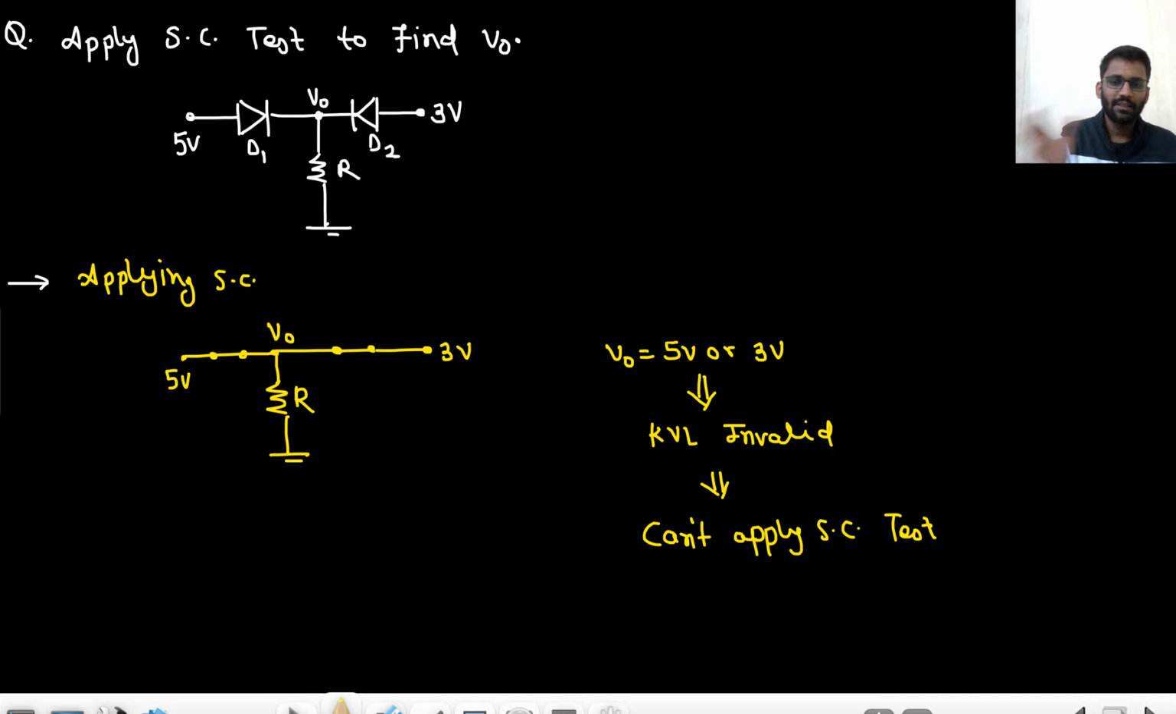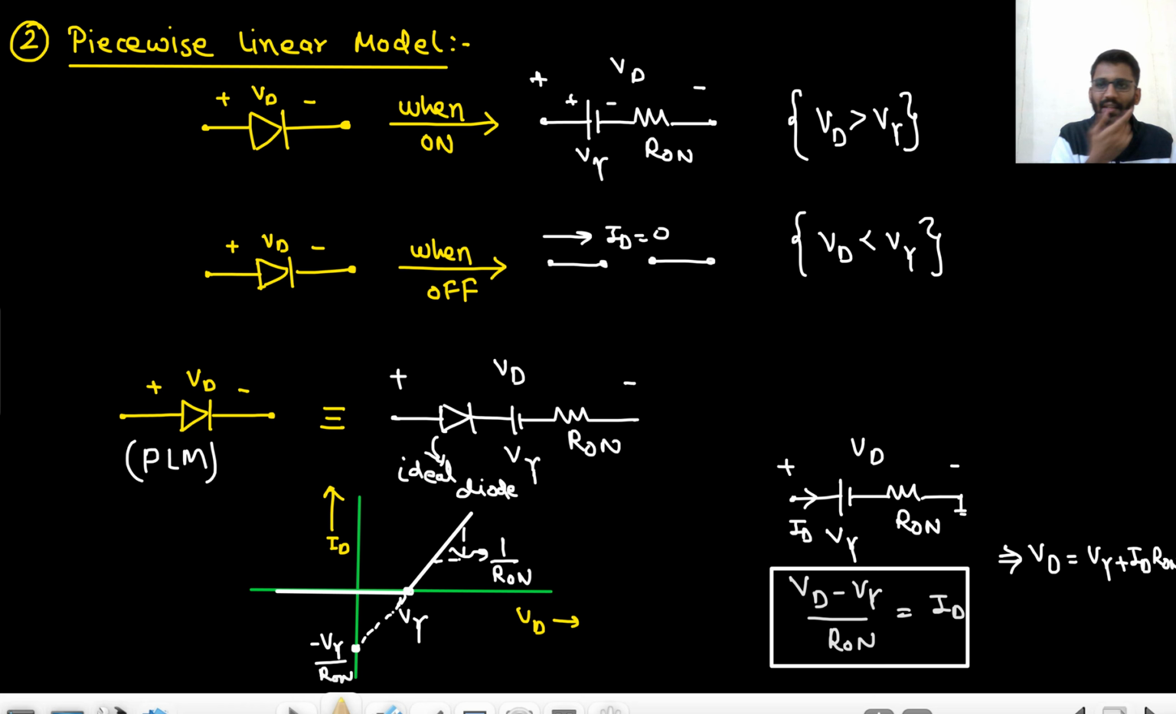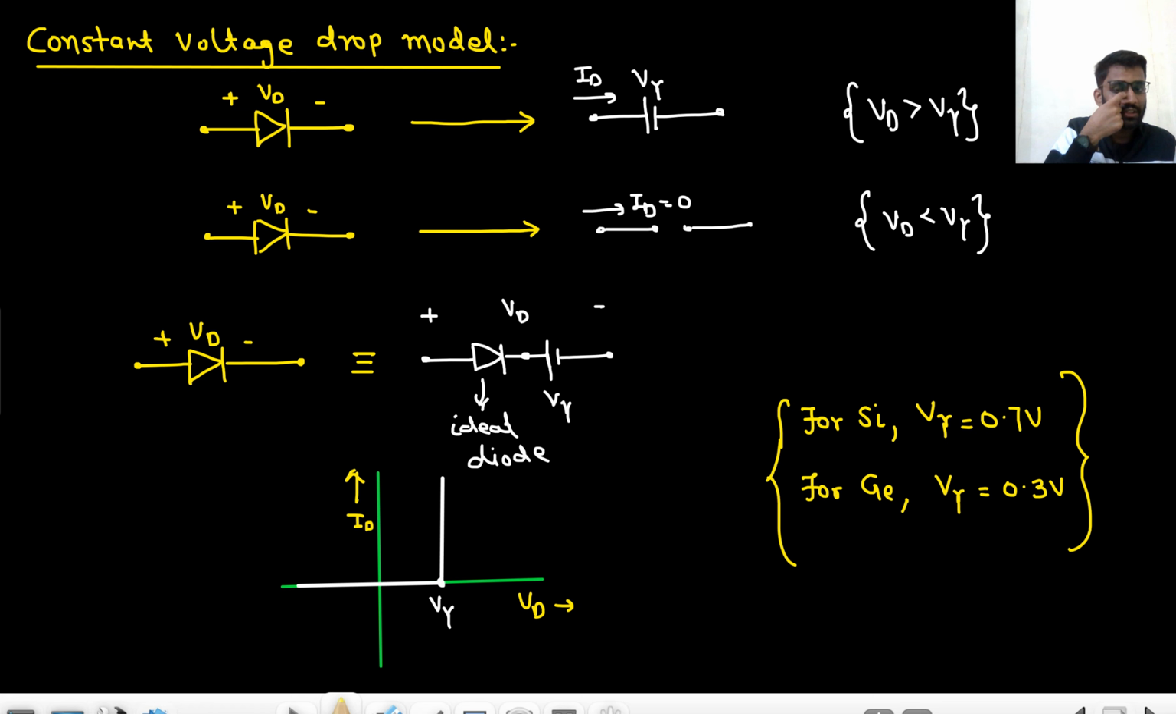So this is the complete summary of whatever we have studied. First we studied these models. In the ideal diode, you just need VD greater than 0. In the piecewise linear model, you need VD greater than V gamma. And in the constant voltage drop model as well, you need VD greater than V gamma. In ideal, you replace with a short circuit. In constant voltage drop, you replace with the battery. In piecewise linear, you replace with the battery and an R1.